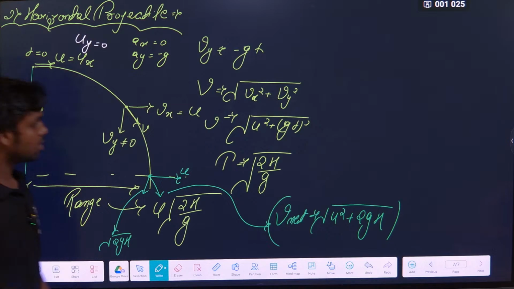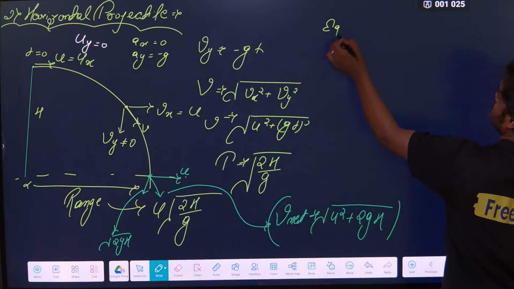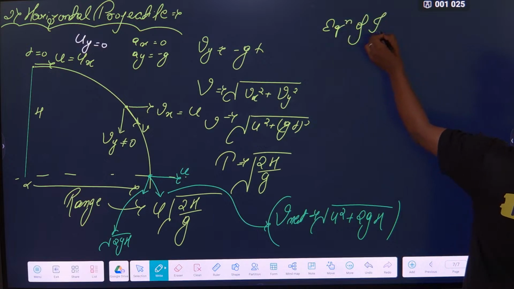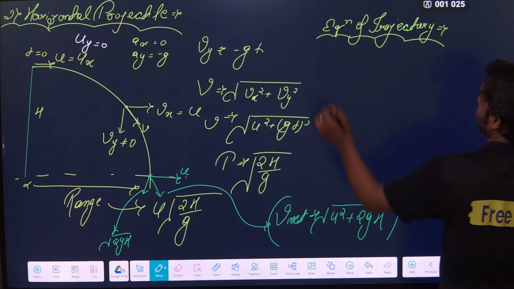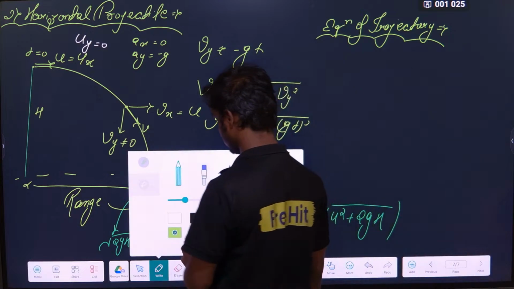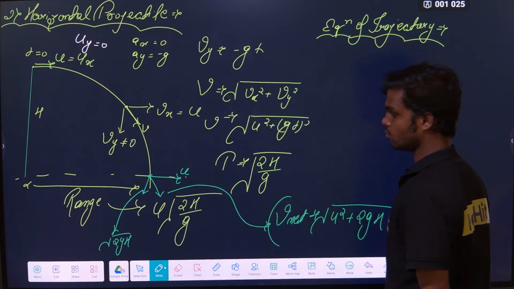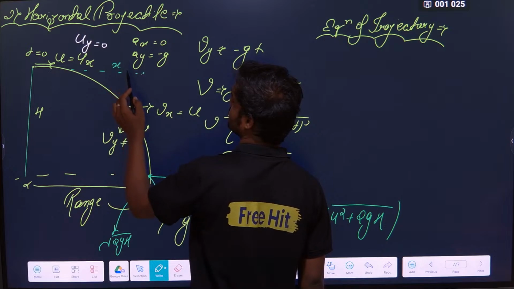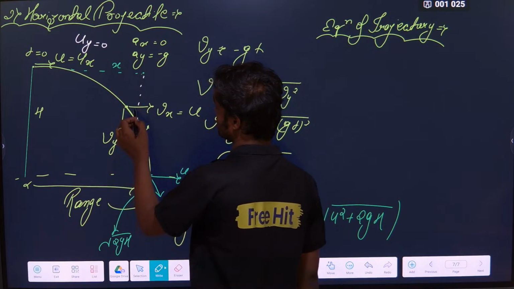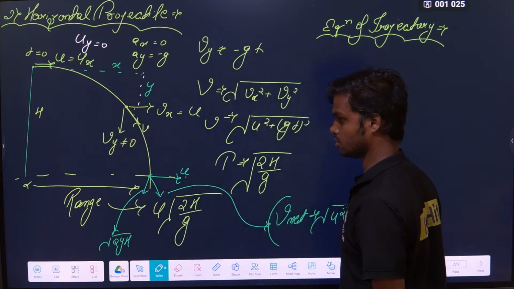Correct. Next thing I can ask you is the equation of trajectory. What is the equation of trajectory? If I want to write it, suppose at this point I am throwing an object, this distance is x, and this distance from this is y, and I want to write the equation of trajectory. How will I write? Just let us see.